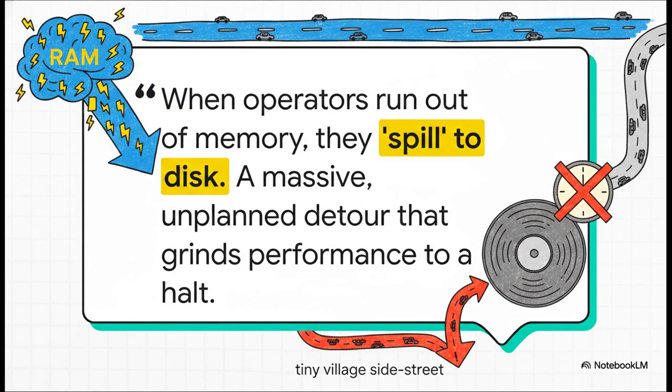Now for a suspect that's a little sneakier but just as deadly to your performance. Memory spills. See, the database tries to do as much work as possible in super fast memory, in RAM. But when an operation, like a big join or a group by, runs out of that memory, it has to spill the extra data to the much slower disk. This is a total performance disaster. It's like a 6-lane highway suddenly being rerouted through a tiny village side street. Everything just stops.